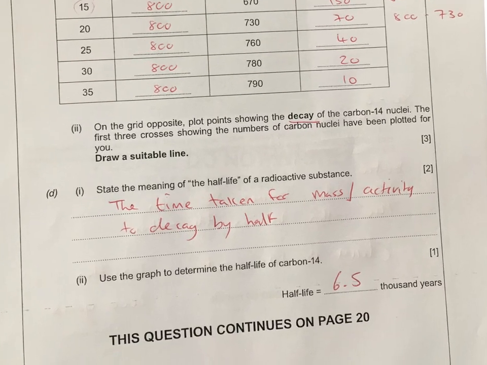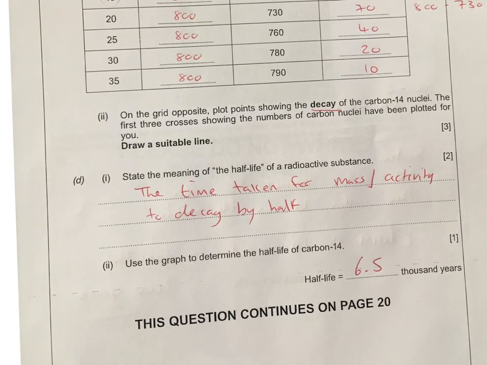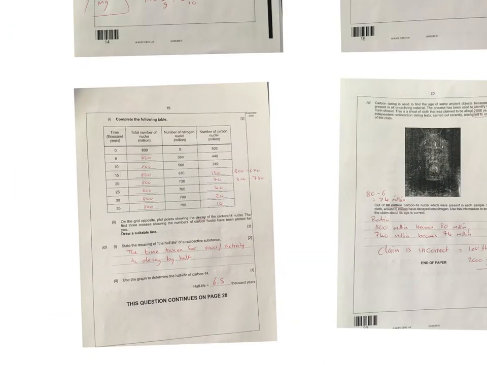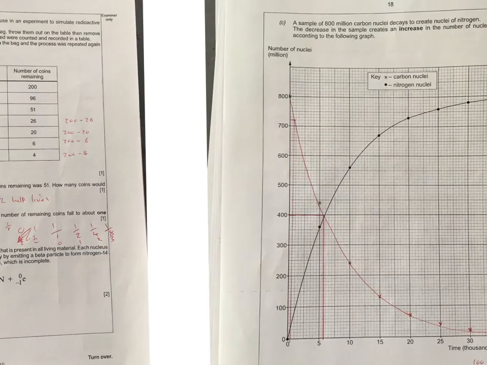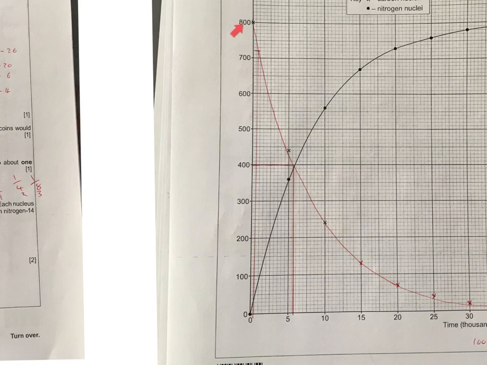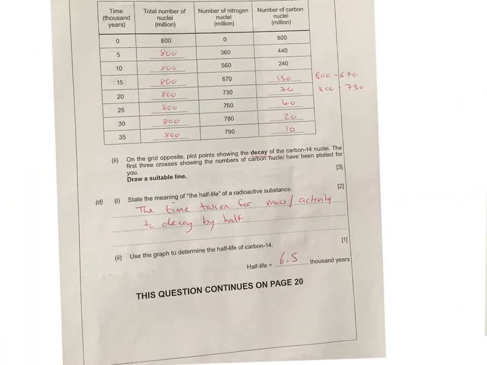Then we've got a question really asking us what is half-life. It's the time taken for the mass or activity to decay by half. And then use the graph to determine the half-life of carbon-14. So when I use the graph now, I can see that it starts at 800 counts. So I'm going to come to 400 and then come back. And then it's going to be sort of 6.5 on my graph. What did I put? 6.5, yeah.